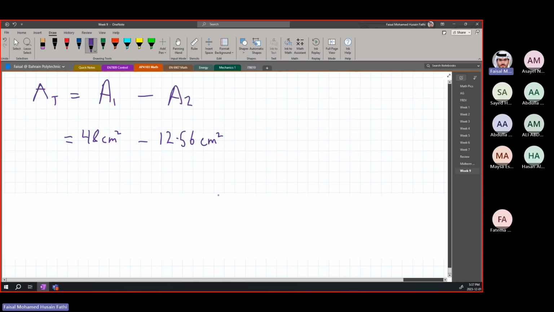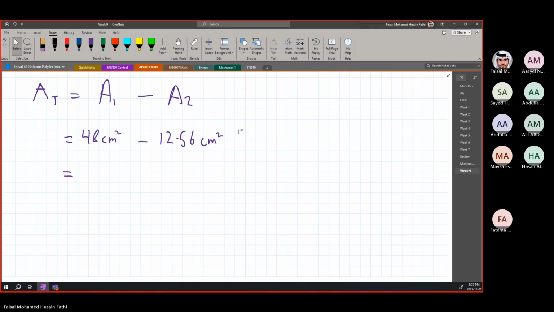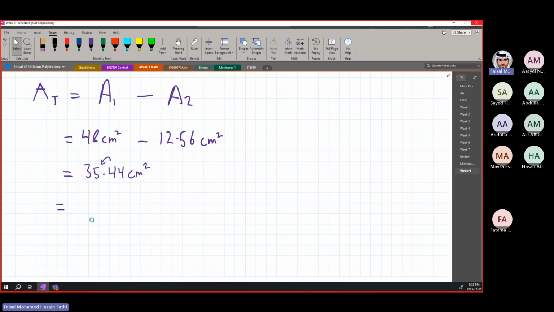Okay? So this is going to be equal to 48 minus 12.56, 35.44 centimeters squared. Again, you have to round to the nearest whole number. So we have to see the 4 to see what to do with the 5. The 4 is less than 5, so it's going to be 35 centimeters squared.